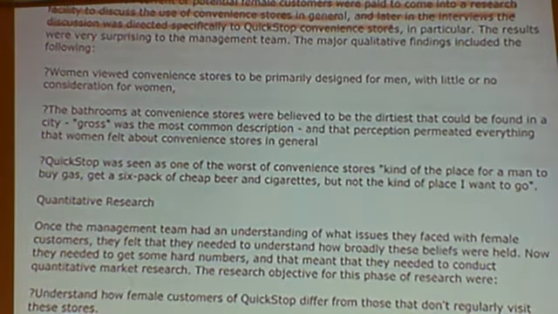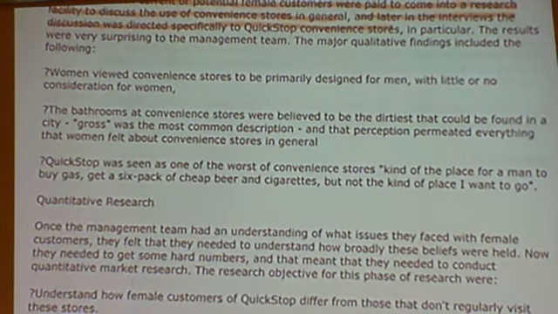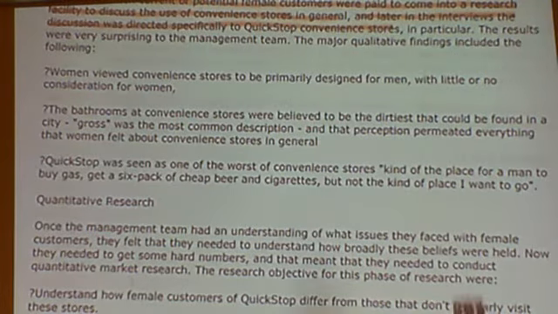And here's the actual data from the qualitative research. The bathrooms at convenience stores were believed to be the dirtiest that could be found in the city. Gross was the most common description, and that perception permeated everything that women felt about convenience stores in general. Quick Stop was seen as one of the worst convenience stores. I love this quote: "Kind of place for a man to buy gas, get a six-pack of cheap beer, and cigarettes. So this is a guy who smokes and drinks cheap beer, but not the kind of place I want to go to." That quote is the data.